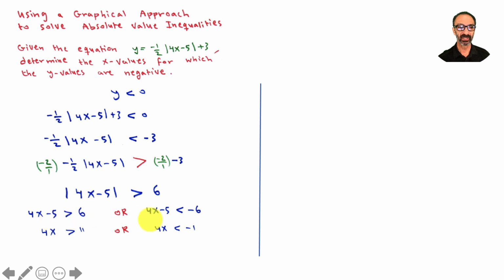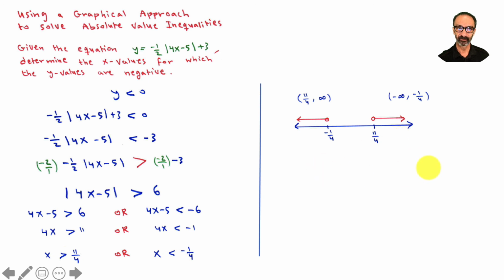Add 5 to both sides in both ways. Divide by 4 here, divide by 4. It's not going to flip. And I have the two options. That says either x is greater than 11 over 4, which means from 11 over 4 all the way to infinity, as you can see right here, or less than negative 1/4, from negative infinity to negative 1/4, open parenthesis. Graphically, that's the answer.